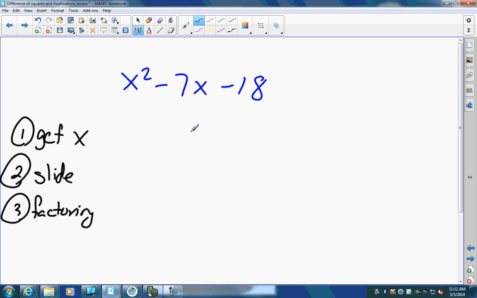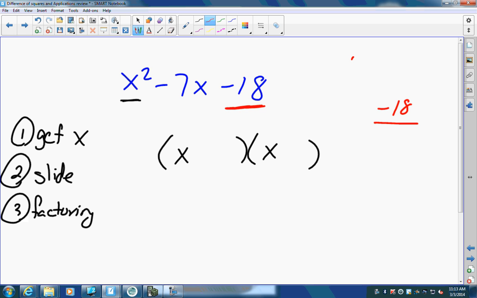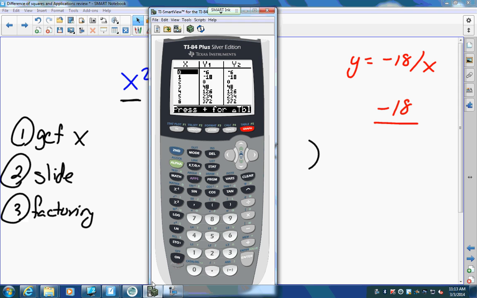So I'm going to split it up into 2 parentheses. X squared splits up as x and x. Now you need the factors of the last number of negative 18. Okay, so go in your calculator, y equals, and put in there negative 18 divided by x. Do that now, please. So I'm going to go in there and put, you got to clear everything else out of there.